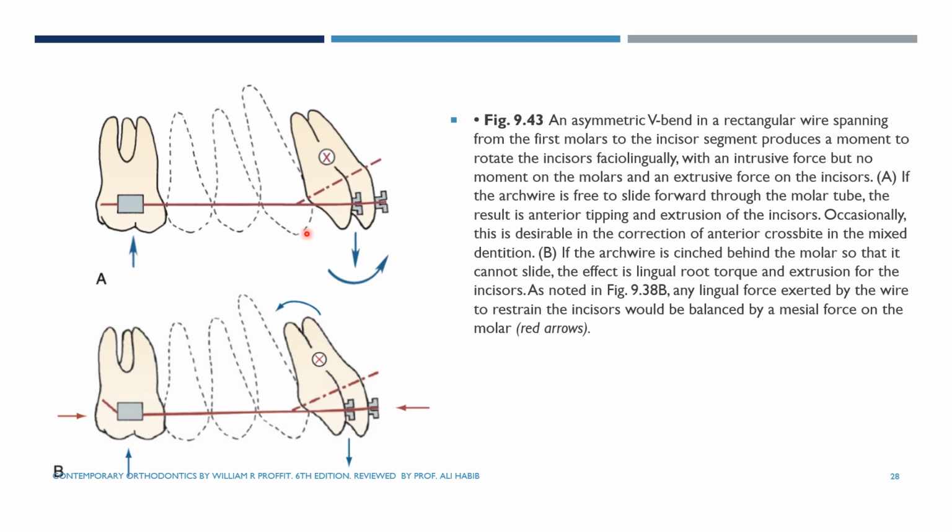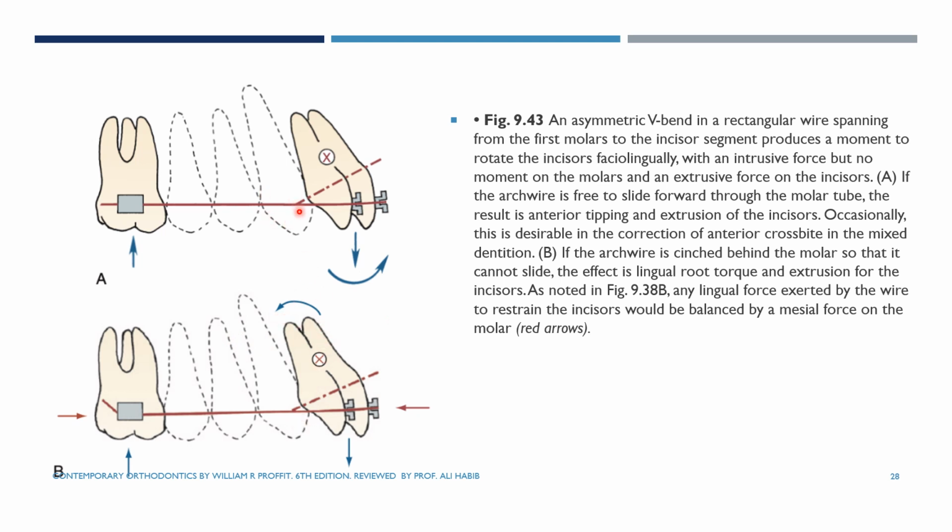Here, again, is another application for the asymmetric V-bend. If you make the asymmetric V-bend, this is what was mentioned in the previous slide. If we make the bend closer to the incisor instead of closer to the molar, what will happen? This will help us to control the proclination of the incisor. It might help us to flare incisors, and if we cinch back, might help us to torque the roots palatally if we do the bend closer.